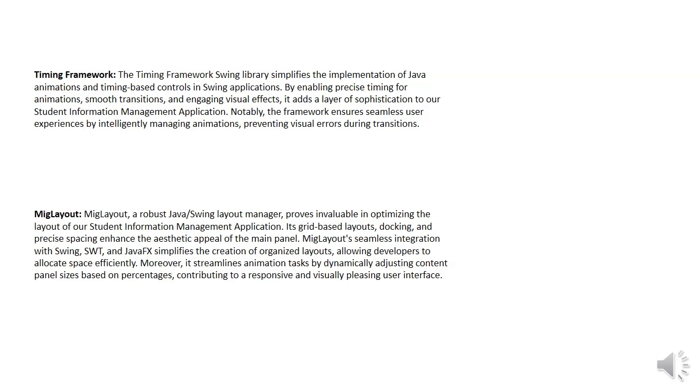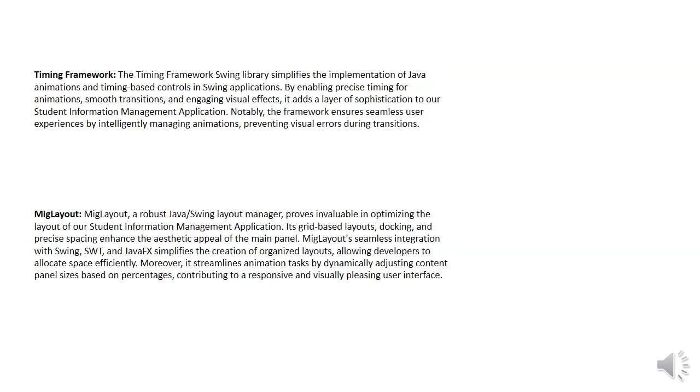MigLayout is a robust Java layout management tool, invaluable in optimizing the layout of a student information management application. Its layout, docking, and precise spacing enhance the aesthetic appeal of the main frame. MigLayout integrates seamlessly with Swing and simplifies the creation of organized layouts, allowing developers to lay out components efficiently.